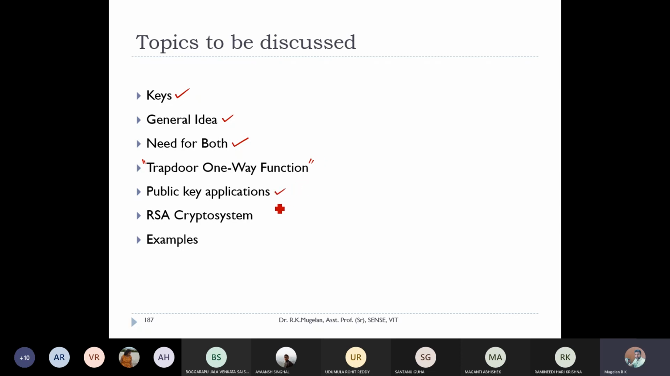Then we move on to a system called the RSA crypto system, which is one of the famous public key cryptography systems. We will be discussing many systems in our next module. Then we'll see a few examples of solving this RSA crypto system.